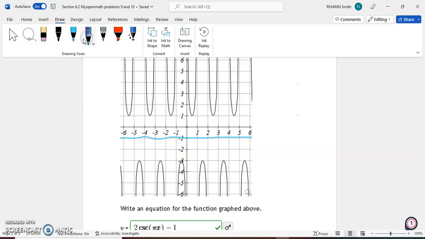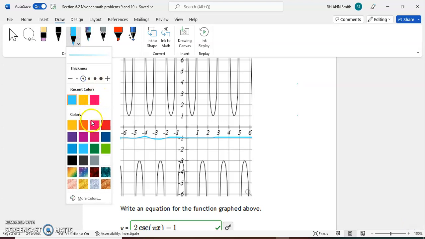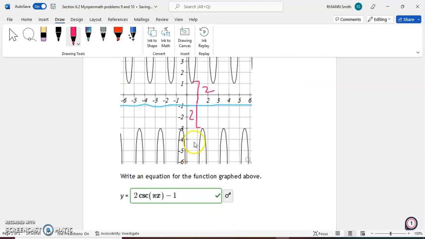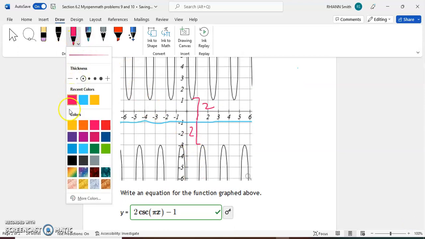So now we're going to figure out the amplitude. Again, amplitude is simply how many spaces the maximum is from the midline, or the minimum is from the midline. So let's do that now. 1, 2. So this is 2. And 1, 2. And this is also 2. So our amplitude is going to be 2.